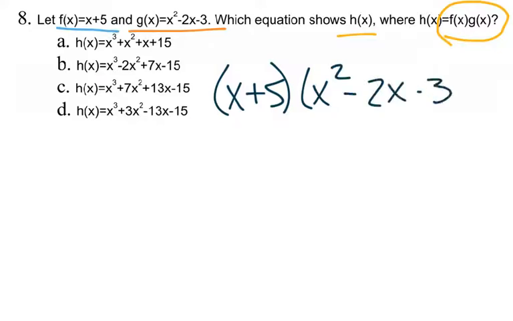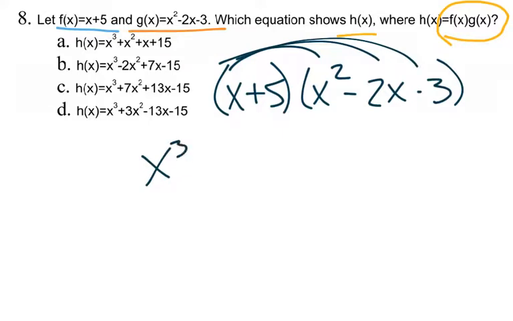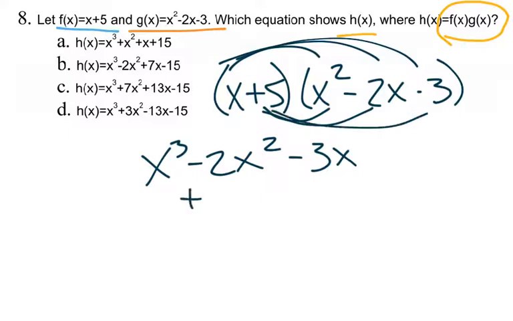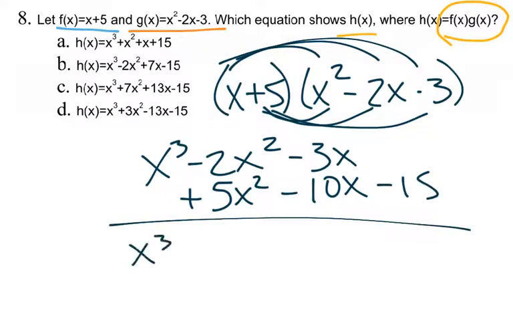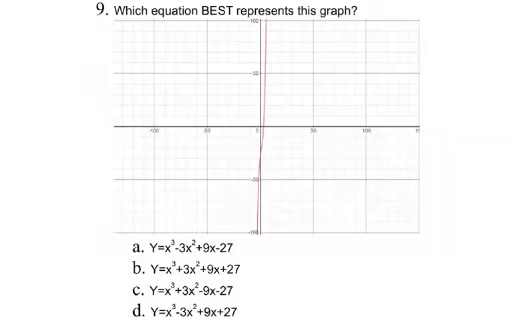So remember, you have to use the distributive property. So I'm going to distribute x to everything. So that's x cubed minus 2x squared minus 3x. And now I'm going to distribute the 5 to everything. So plus 5x squared minus 10x minus 15. I'm going to get my like terms together. Alright, so it looks like it's answer choice D.